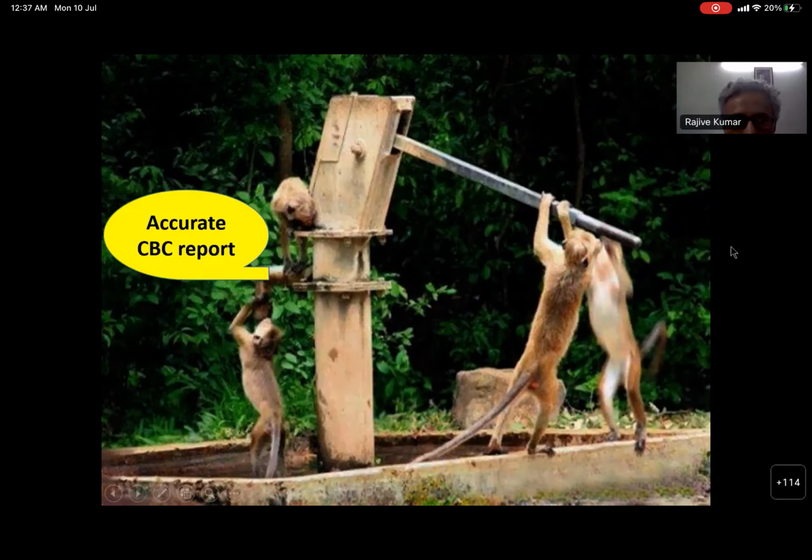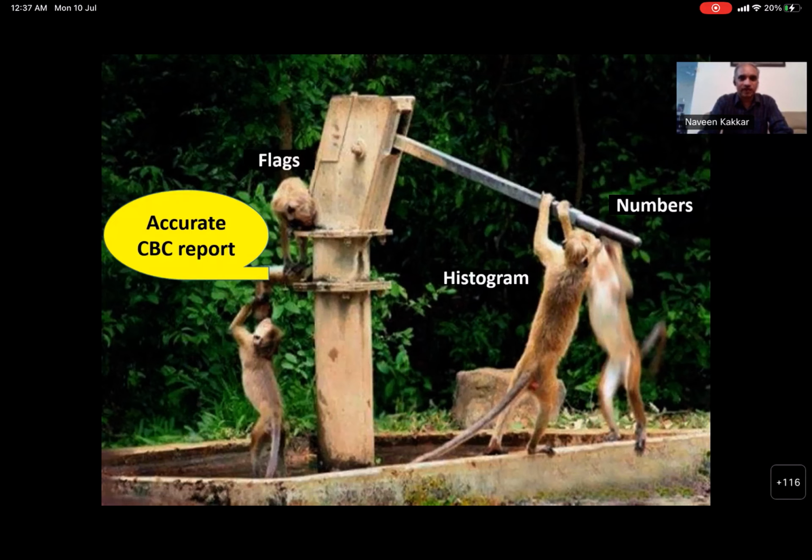So just a background of 5 to 6 slides. For an accurate CBC report, we require the numbers. The automated counters give us those numbers. The histograms, we have flags by the instruments. And what we're going to do today is the peripheral blood smear. It's a sort of a gold mine sometimes for the diagnosis. When nothing else helps you, the peripheral film many times clinches the diagnosis.